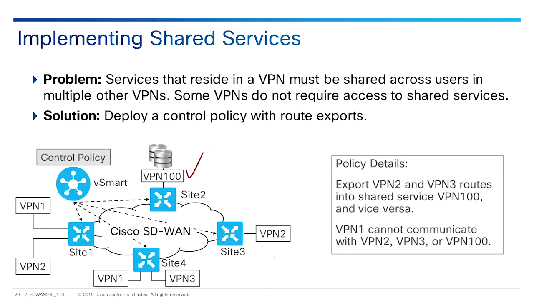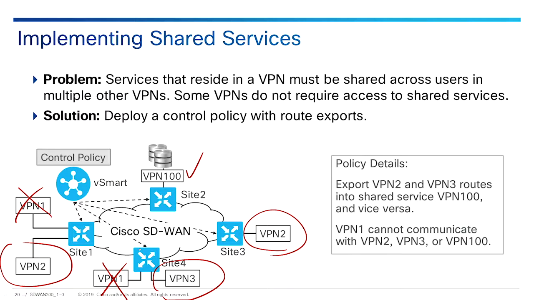So the service is here, and VPN 2 and 3 need to be able to talk to it. But VPN 1, we don't want him talking to anybody. Okay? So that's an overview of the policy we're about to create.